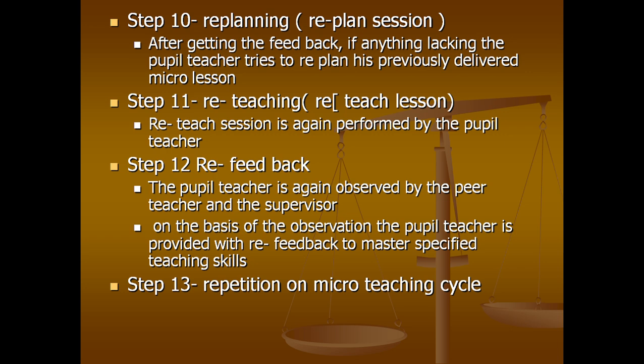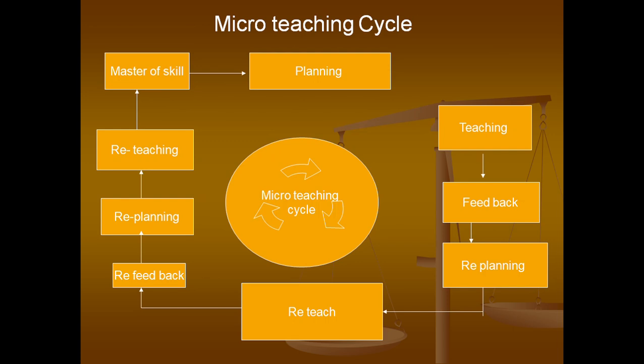Step 11, reteaching. The session is again performed by the pupil teacher. Step 12, re-feedback. The pupil teacher is again observed by the peer teacher and the supervisor. On the basis of observation, the pupil teacher is provided with re-feedback to master the specified teaching skill. Step 13, repetition of the micro-teaching cycle.